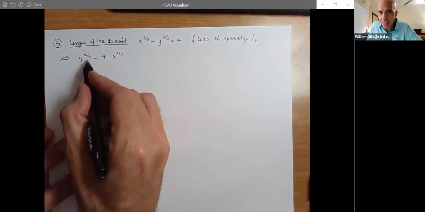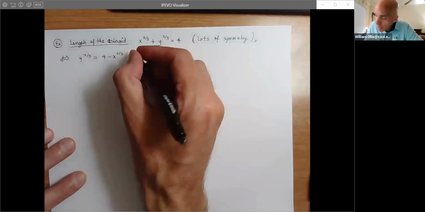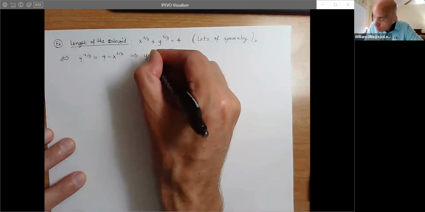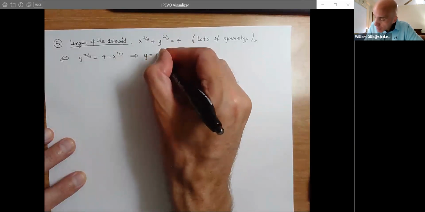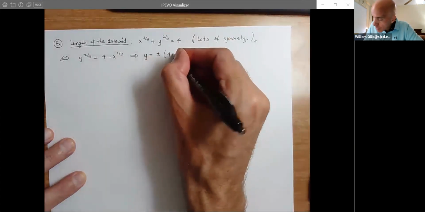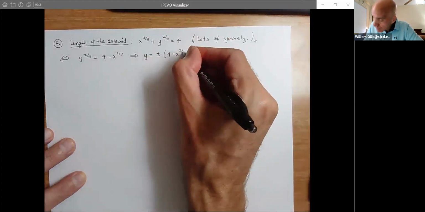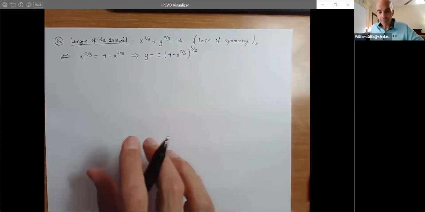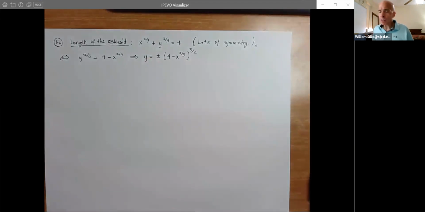Now, this is basically the square root property. So this implies that y will equal plus or minus 4 minus x to the 2/3, to the 3/2 power. So we get two radicals here.